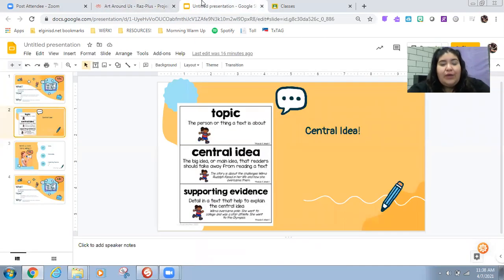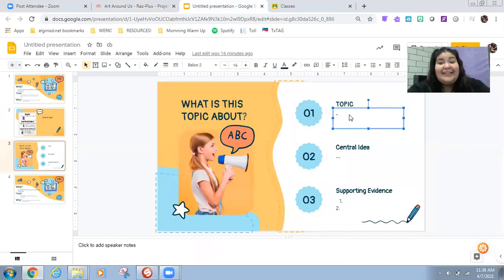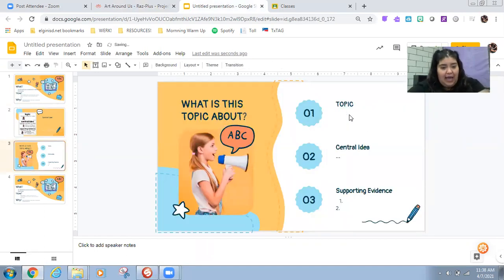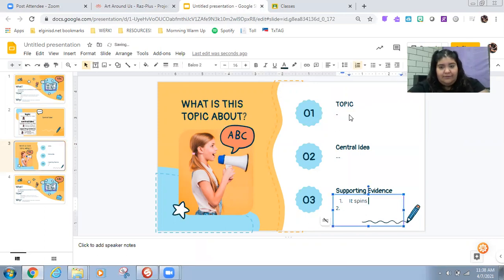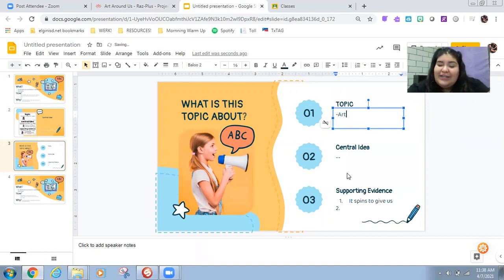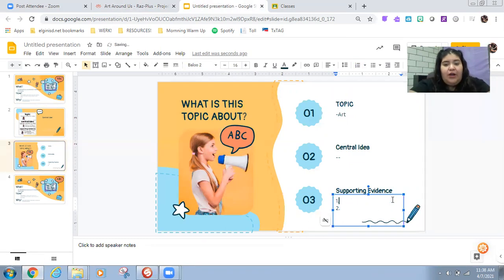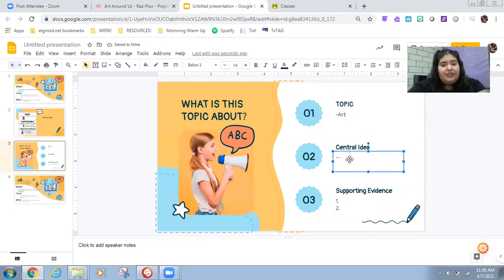But okay, so we read about art, right? We read about art. Is that what our topic is? Yes, our topic is art. What is our central idea? What was that mostly about? We know the topic was art, but what did the author want you to take from it? Different kinds of what? Different kinds of art.